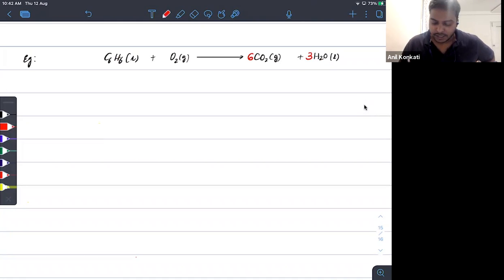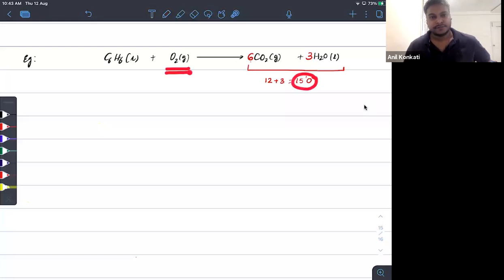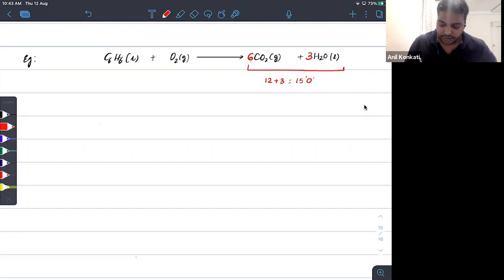Next thing is we count the total number of oxygens on the right hand side. कितने oxygens हो गए? 6 2s are 12 plus 3 1s are 3. So total 15 oxygens on the right hand side. And the same number of oxygen should be there on the left hand side. Okay? So there are only 2 oxygens appeared.